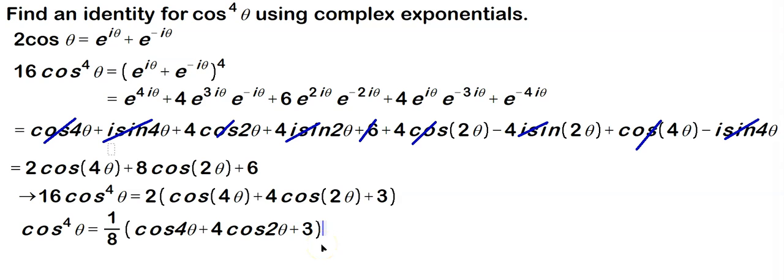And this is how you can get an identity for cosine to the fourth of theta pretty quickly using complex exponentials. A nice little exercise.